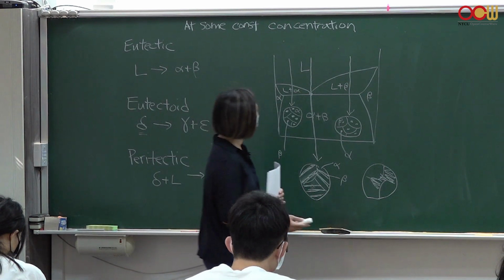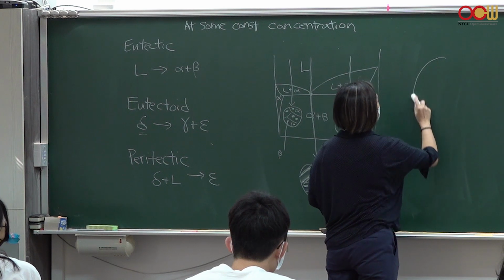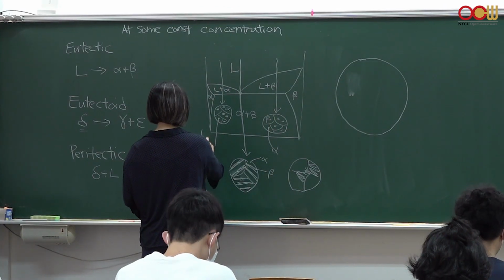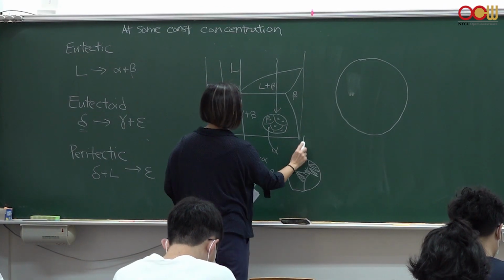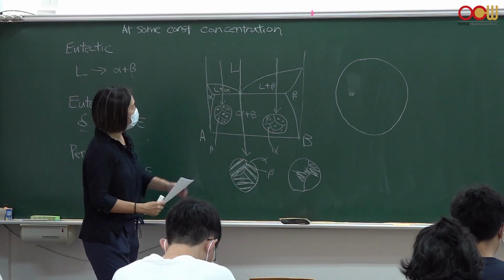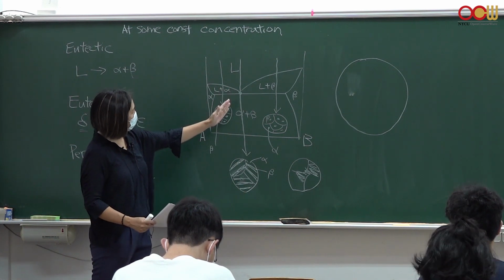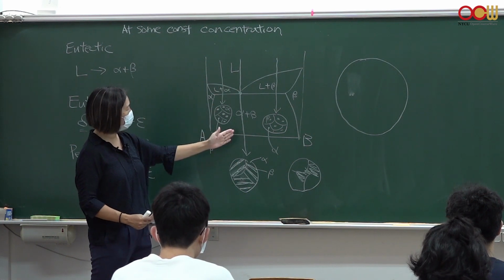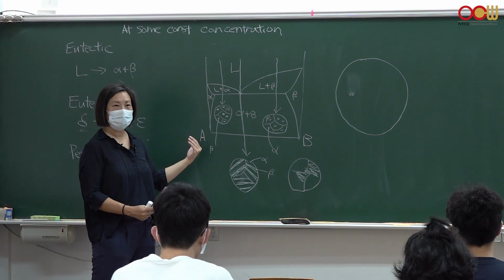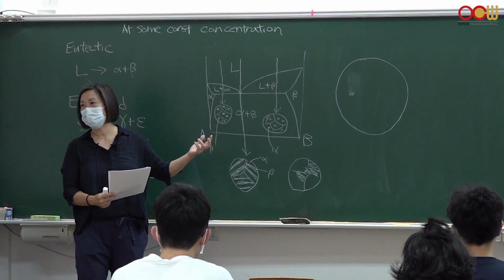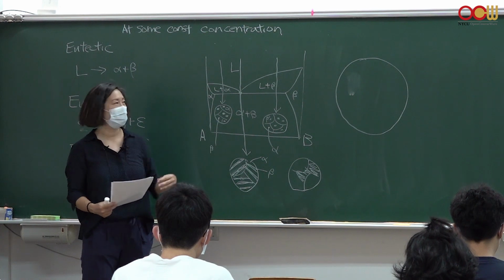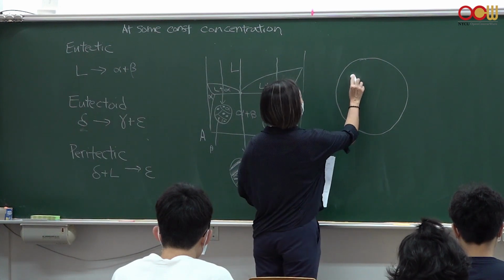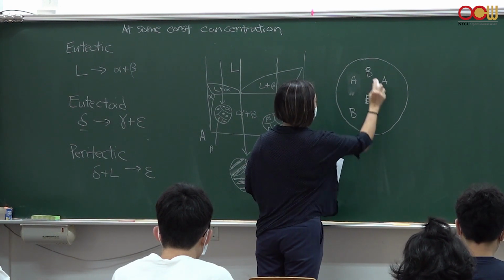So if you have a liquid, this is my element A here and my element B here. And if you see here, the eutectic point is closer to the A side, so it's A-rich, if you want to call it that. It has more A than B, right? Okay, so you have particles of A and B in this liquid.